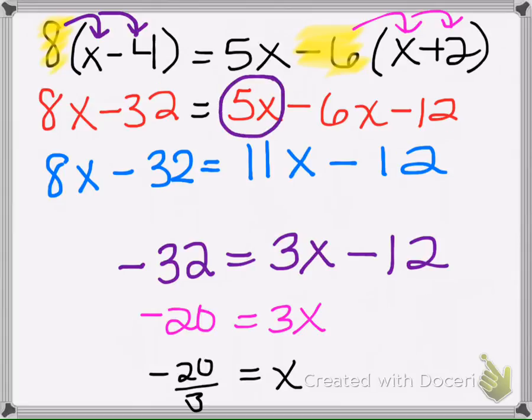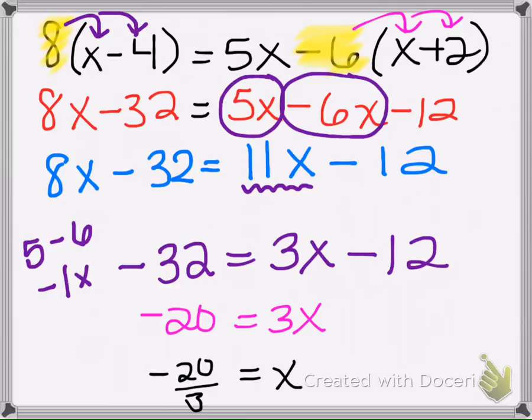So we would combine the 5x and the -6x. So 5, if we take the coefficients, 5 minus 6 is -1, and then we put the x there. However, in the problem, in the student's work, they have 11x. So that is where our error is, and we're going to take it from there now and correct it.